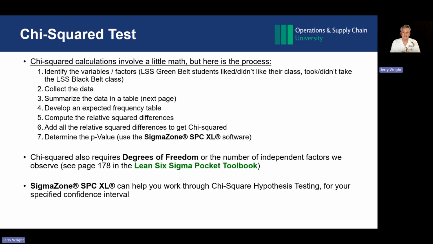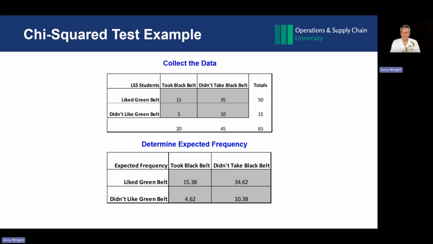So let's look at this example in more detail. We've collected the data. Lean Six Sigma students liked the green belt, didn't like the green belt, end up taking the black belt, or didn't take the black belt class. You can see the data here. The liked was 15, the didn't take the black belt was 35. Didn't like it was 5, and also didn't take the black belt was 10. And you can see we have to total those up. So we have 50 and 15, and then on the columns we have 20 and 45 for a total of 65.